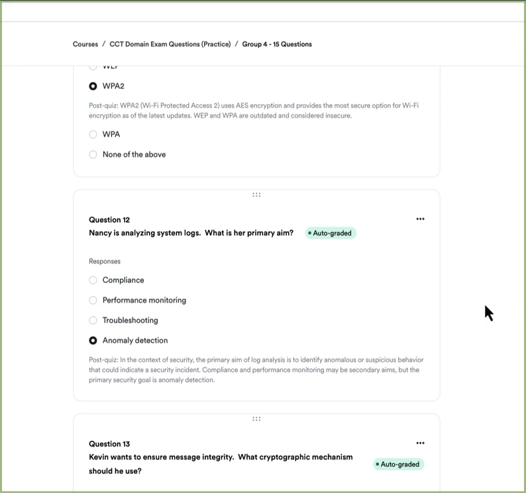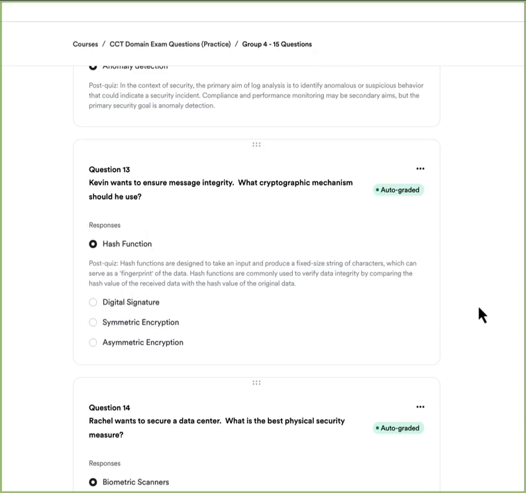Okay, so all of those things are very good when you're dealing with logs: compliance, performance monitoring, troubleshooting. But the main thing that you're looking for as it relates to this specific question is anomaly detection. So that would be D. In the context of security, the primary aim of log analysis is to identify anomalous or suspicious behavior, right? So that any of those things that could turn into a security incident, you need to keep your eyes on. Compliance and performance monitoring are very important, and they are great aspects to it, but the overall goal is anomaly detection.